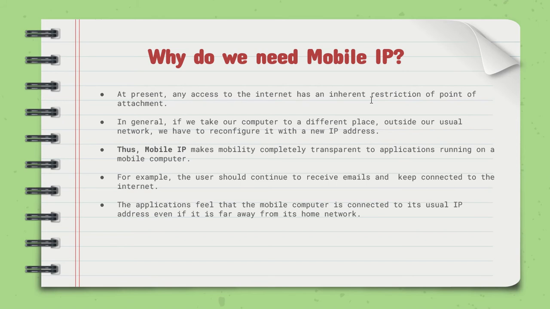Thus, mobile IP makes mobility completely transparent to applications running on a mobile computer. For example, the user should continue to receive emails and keep connected to the internet. The applications feel that the mobile computer is connected to its usual IP address, even if it is far away from its home network.